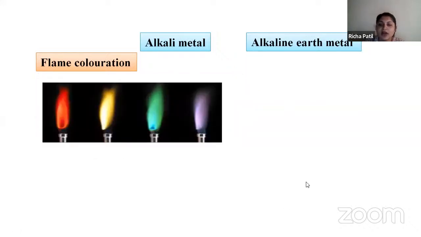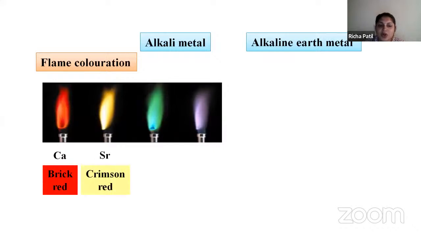So now we'll see with respect to alkaline earth metals. Calcium shows a brick red color. Strontium shows crimson red. Then barium shows apple green.